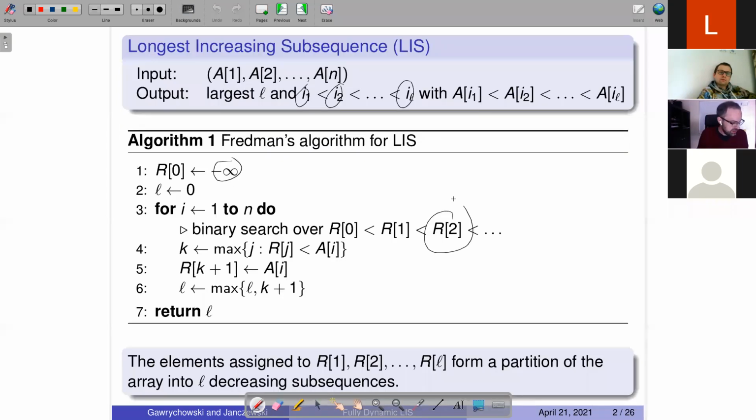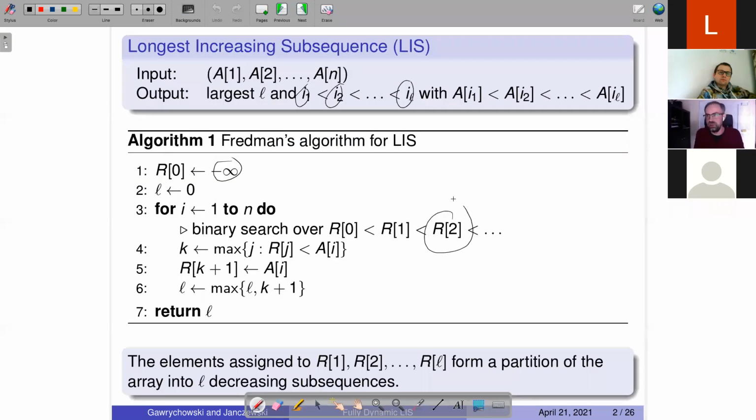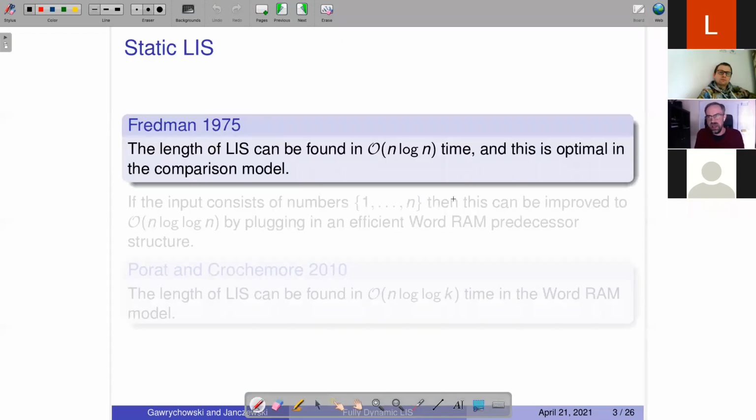So what do we know? This algorithm takes n log n time, so we have an upper bound of n log n. And there is an old paper by Fredman from '75. He showed that in the comparison model, where the only operation you can do is compare two elements, this is optimal, so you need n log n comparisons. It's slightly more difficult than, let's say, the sorting lower bound, but not very difficult. So in the comparison model, we know what the situation is.